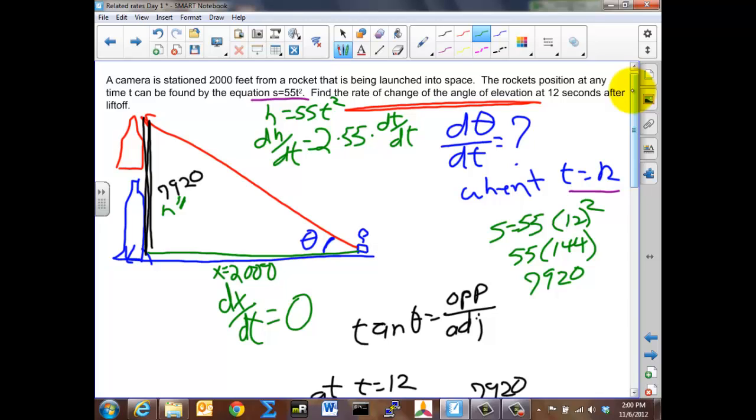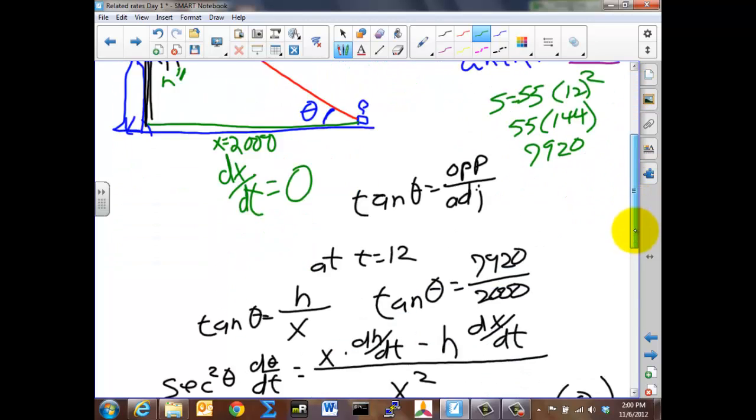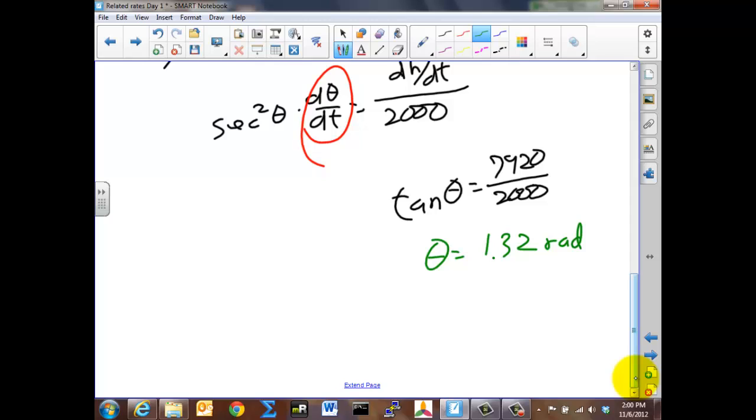Well, what on earth is that? Time is changing 1 second per second. What is dt dt, class? What kind of number is that? 1. Something over itself, so it's 1. If you look at it algebraically, dt over dt says it's 1. Time is changing at 1 second per 1 second. So what is dH dt then? 110. How about that?